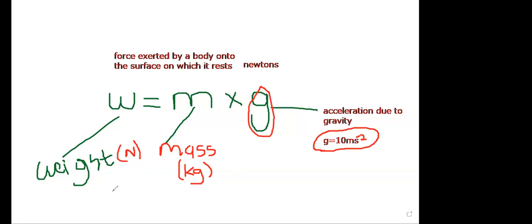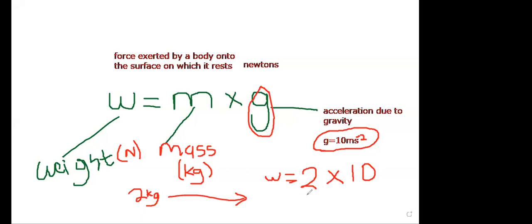So if someone gives me a body that has a mass of 2 kilograms, and a person asks me, what is the weight of that body? I will tell this person that the weight will be equal to the mass, which is 2 kilograms, times acceleration due to gravity, which is 10 meters per second squared. Therefore, our weight will be equal to 20 newtons.